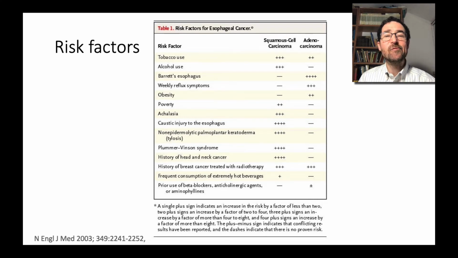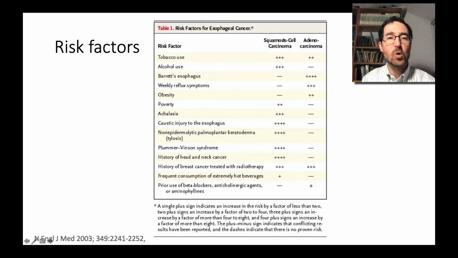So when we're talking about the risk factors for esophageal cancer, this is from a nice review that was published in the New England Journal a number of years ago. You can see here it's separated between those which cause squamous cell carcinoma, that's again the mid and upper esophagus, which has become rarer today, and adenocarcinoma.